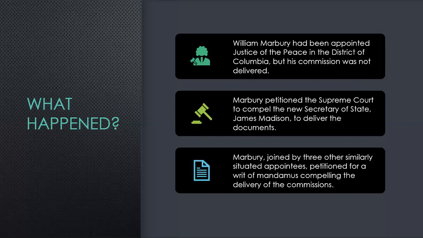And so Marbury petitions the Supreme Court to force James Madison to give him the documents. He basically says, look, man, the previous president gave me this position. It was approved by the Senate. It has followed all of the appropriate governing rules. You need to follow through with this. And he had refused over and over again. And so a number of other appointees all petition the Supreme Court to force them to deliver these commissions.